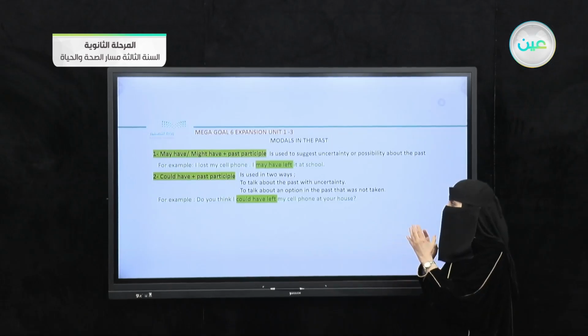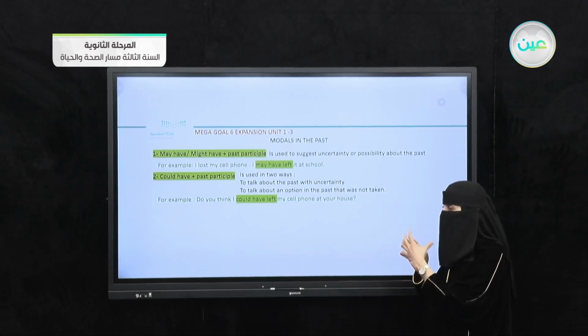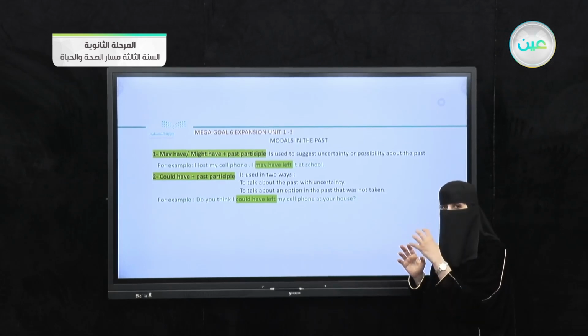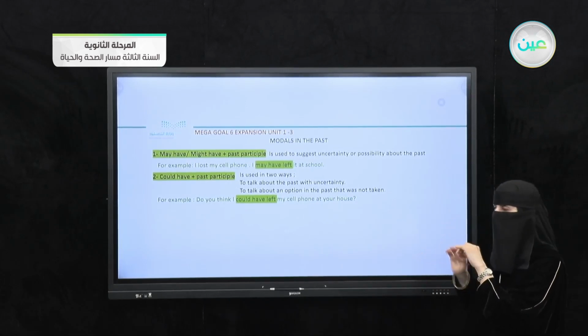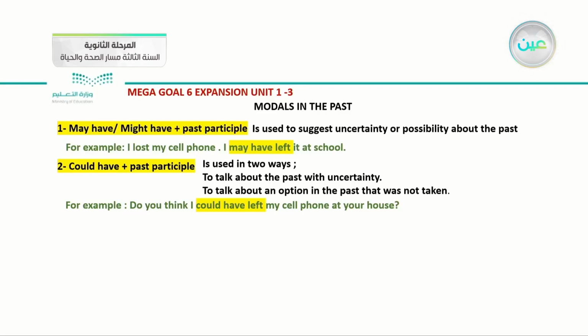And from the question, we notice that could here, followed by have and a past participle, has two situations. For example, he wants to tell us that he maybe could have asked the other person, or that he forgot his cell phone at the house, and the other things show us that this option didn't happen in the past.